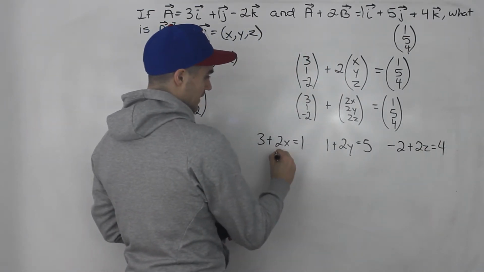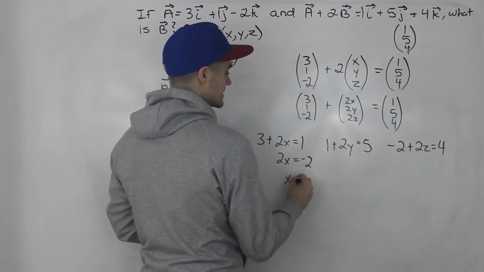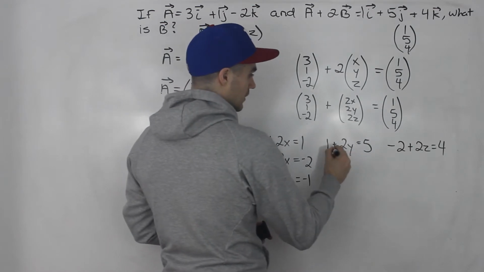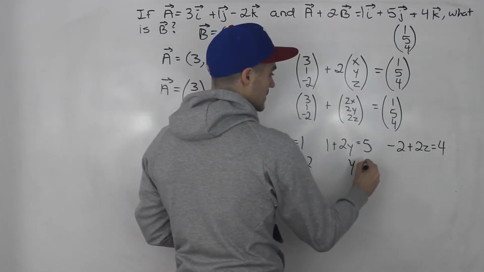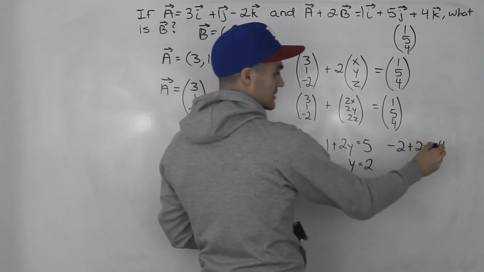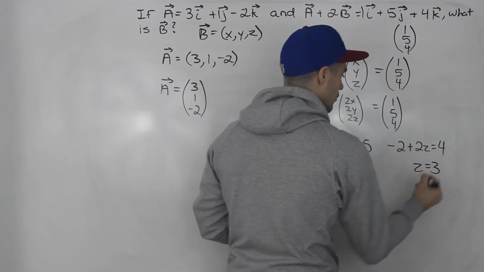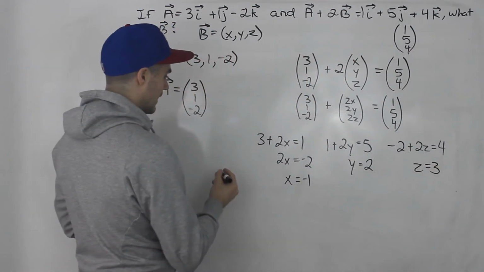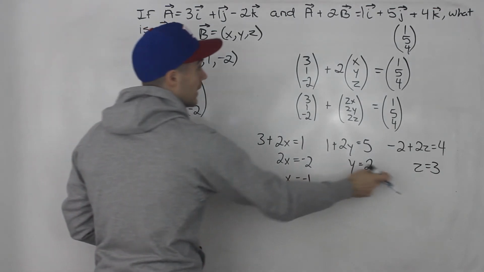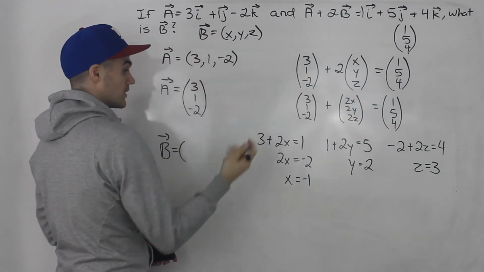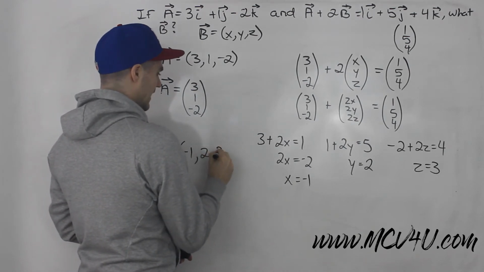So then we can just solve for x here. So we got 2x, 1 minus 3 gives us negative 2, so x is negative 1. Here, we bring the 1 over, 5 minus 1 is 4, divide both sides by 2, so y is equal to 2. Bring this over, 4 plus 2 is 6, divide both sides by 2, z would be 3. And so our final answer, vector B, is just x, y, and z, what we made it up here. So that would be negative 1, 2, and 3.